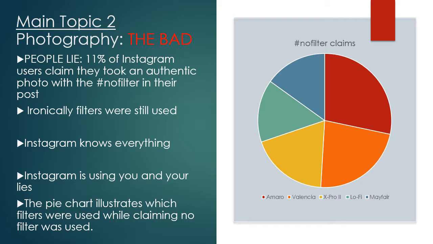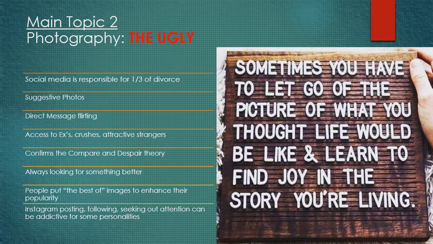This obviously points to the fact that Instagram analyzes who says they have an authentic original photo, when in reality, hashtag no filter is a lie. And Britain made this chart to represent that. And this brings us to the ugly side, right?